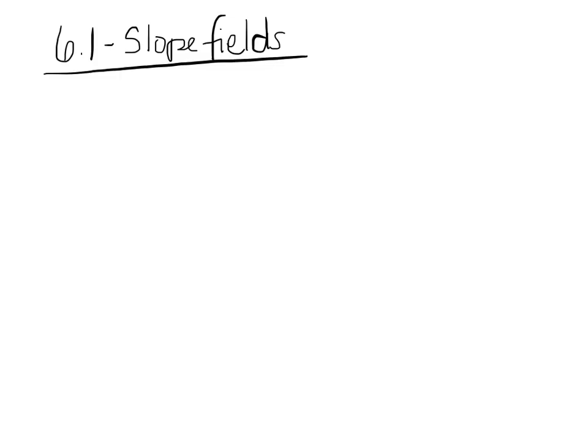This section of 6.1 deals with slope fields. Sometimes when you go to find a differential equation analytically, it can either be really, really hard or even impossible to find. When this occurs, if you go and look at a graph, sometimes you can learn a little bit about the solution to your differential equation.